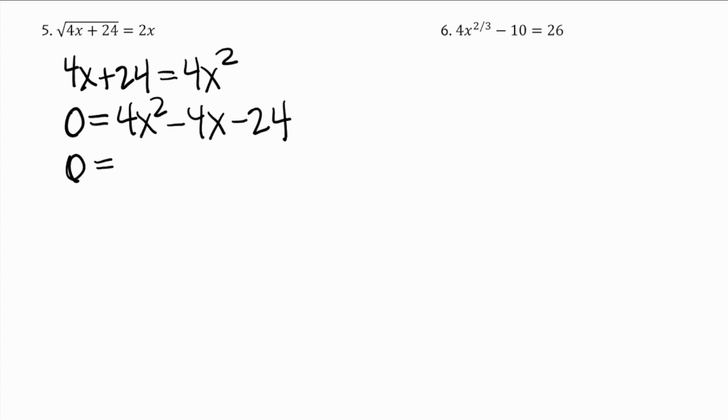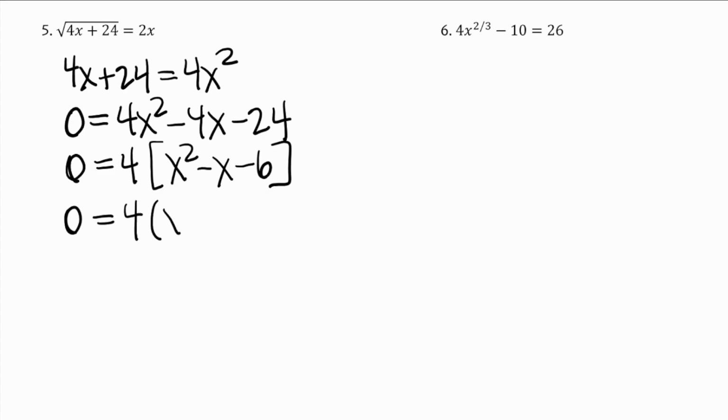I kind of like where this is going because I can factor out that 4. And then it's like, oh, okay, yeah, we can factor this. What's two numbers that multiply to negative 6 and add to negative 1? That would be negative 3 and negative 2.